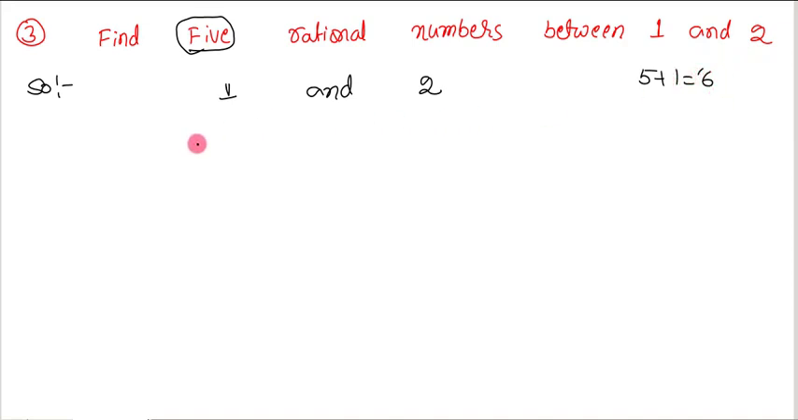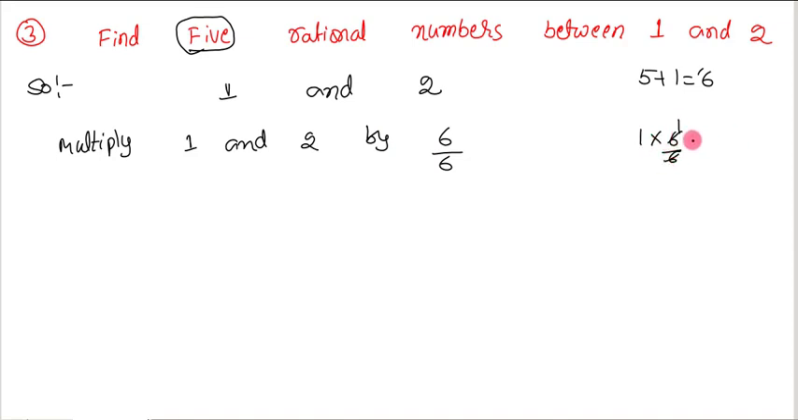So, that means we need to multiply 1 and 2 by 6 by 6. And multiplying any number by 6 by 6, what does 6 by 6 mean? It is nothing but 1 only. That means if you multiply any number by 1, then the result will not be changed. That means the value of that number will not be changed.